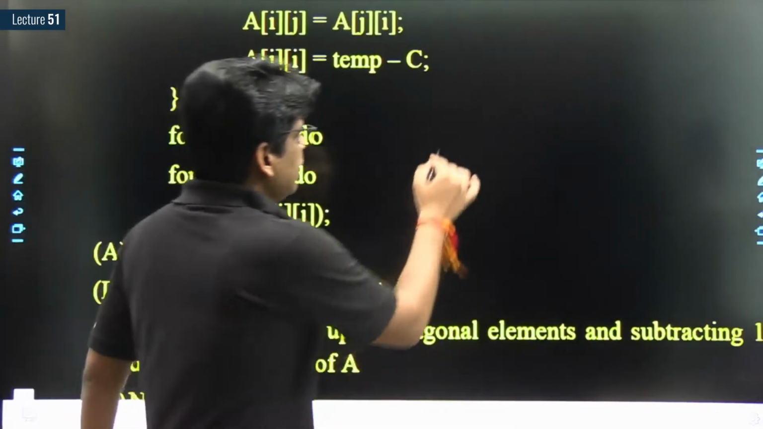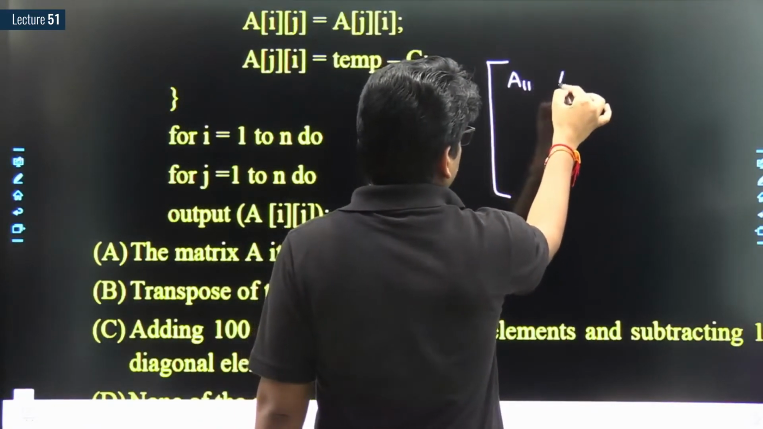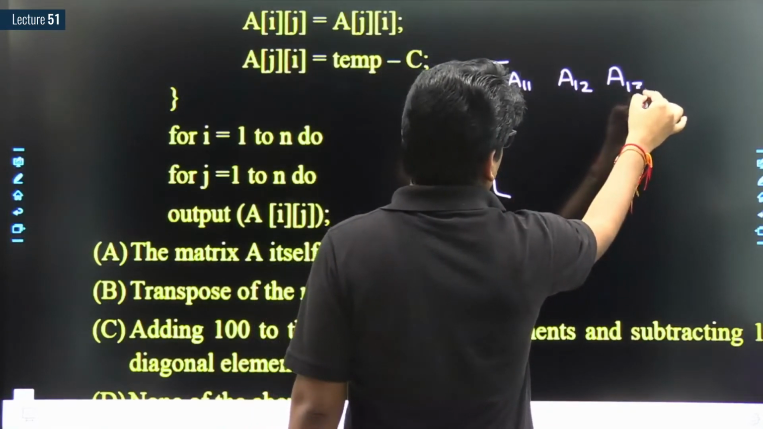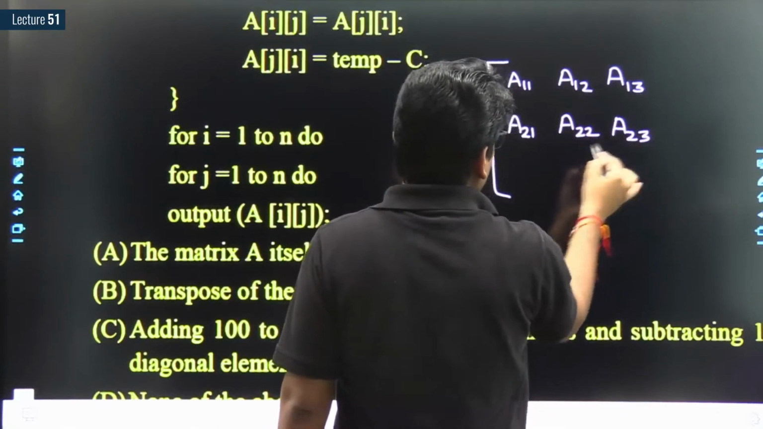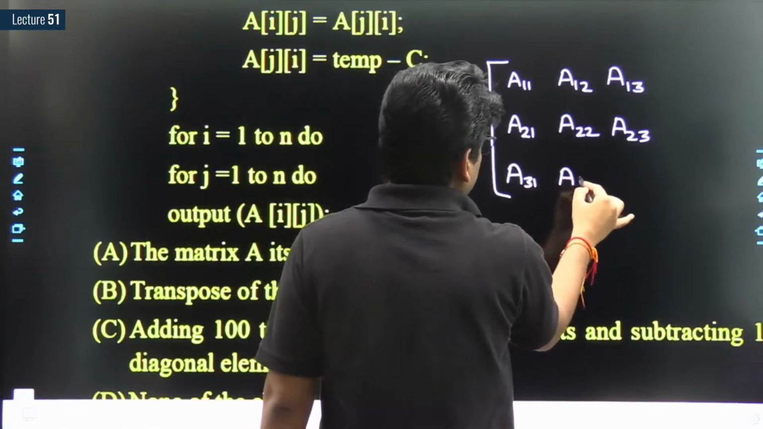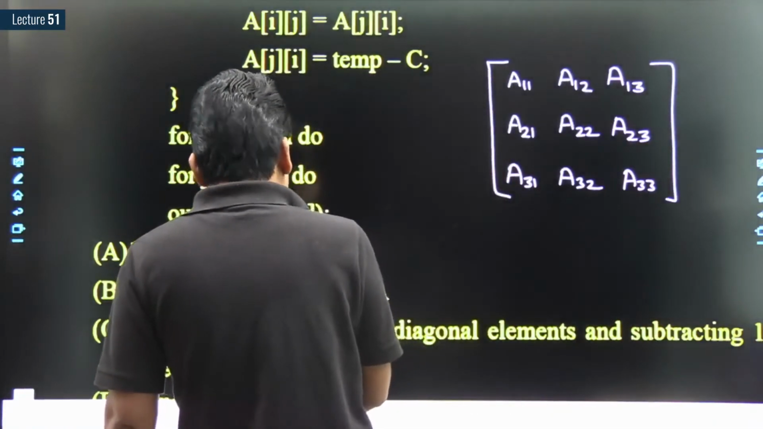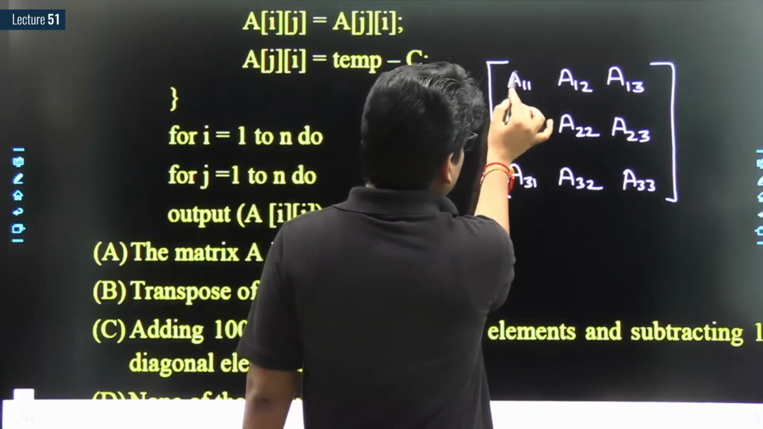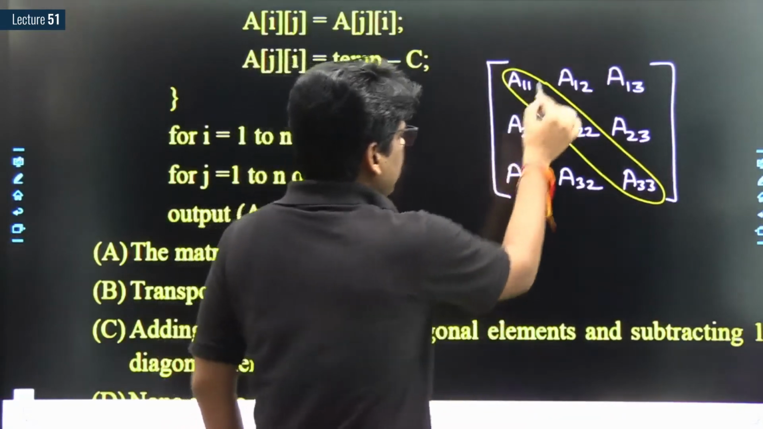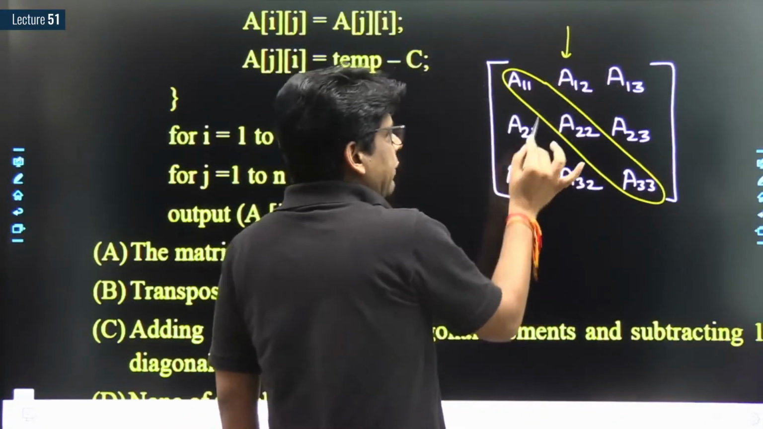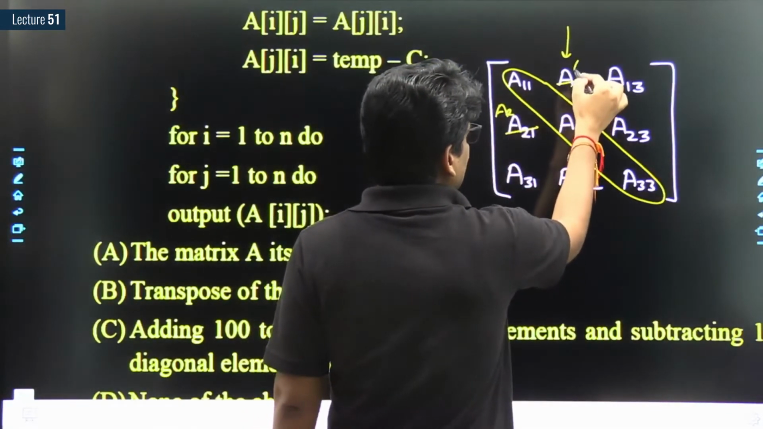But how do things work? Sir, let us suppose we have a matrix like this. Actually, the code executes for each and every element. But for diagonal elements, nothing changes. When the code executes for this element, what happens? This is swapped with this. That means A12 comes here and A21 comes here.